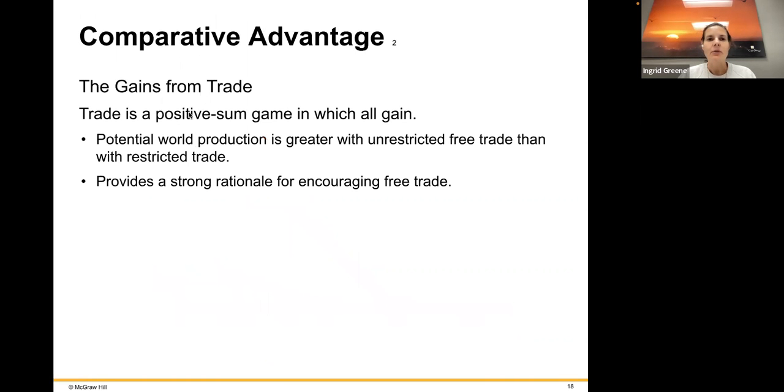The gains that we make from trade, we're saying that trade is a positive-sum game in which all gain, as I said, right? The tide rises and all boats win, something like this. So the potential world production is greater from unrestricted free trade than with restricted trade, and it provides a strong rationale for encouraging free trade, obviously. On the next slide, we see this in action.